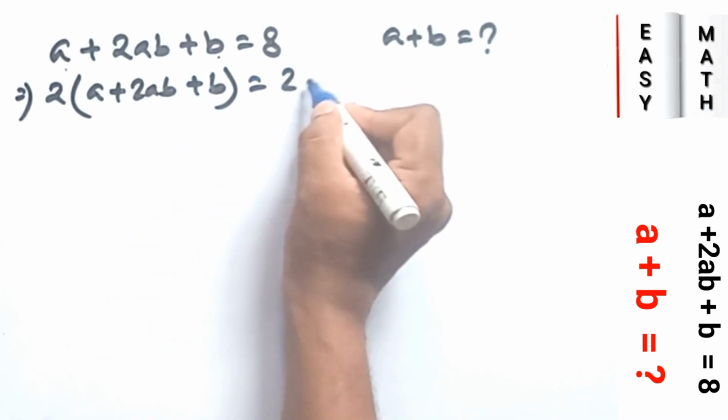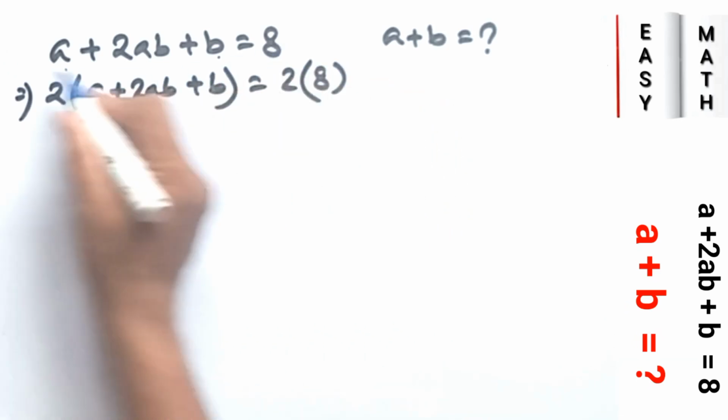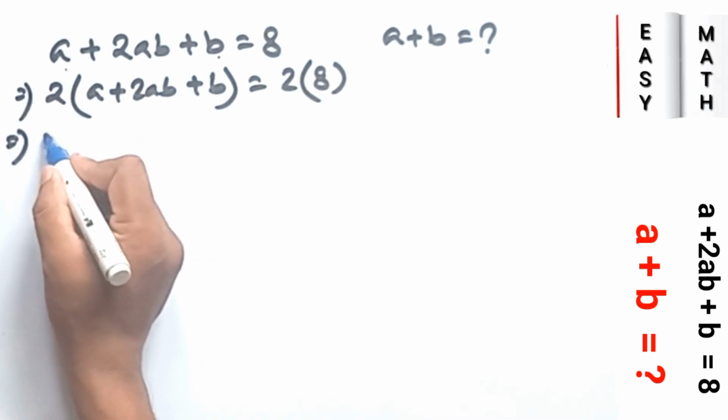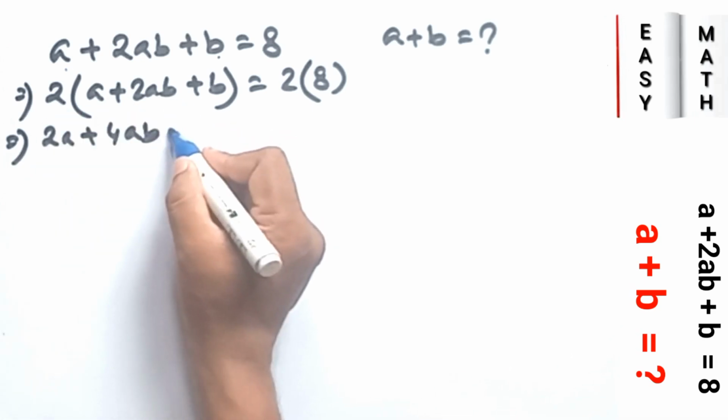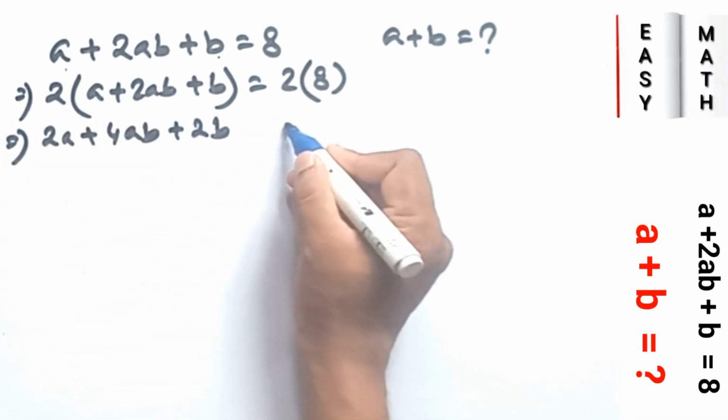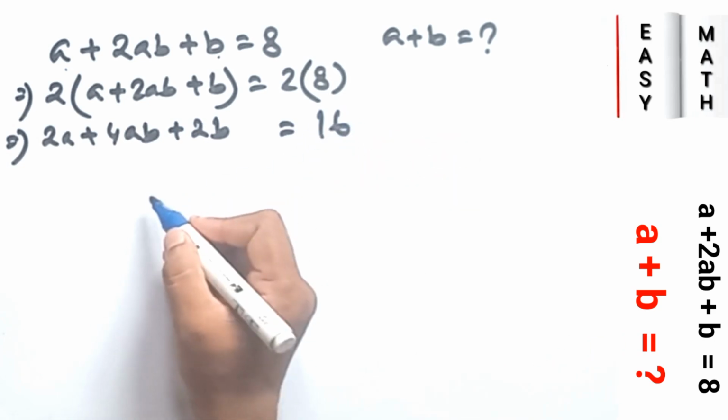So multiplying both sides by 2, there is 2a, there is 4ab, and there is 2b. This is equal to 16.